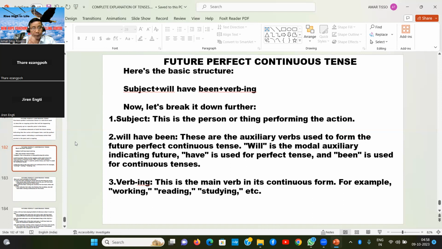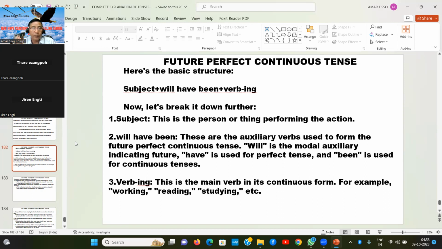Will have been. Then the ing form. These three helping verbs should stay together: will have been, plus the ing form. That's all. Subject will have been.